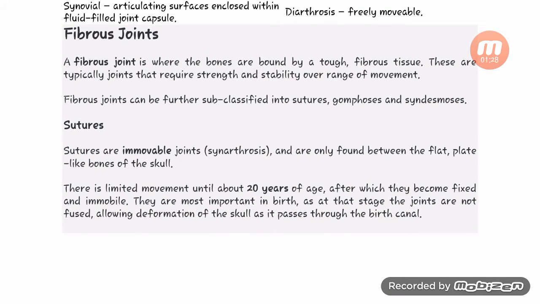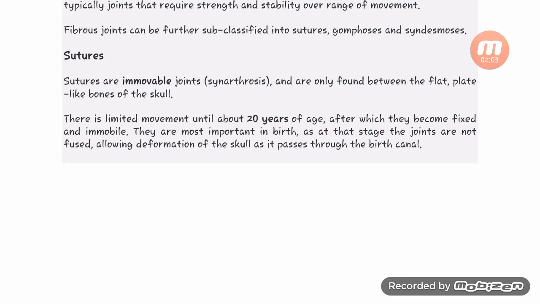So let's see what is a fibrous joint. A fibrous joint is where the bones are bound by a tough fibrous tissue. So in this the bone is enclosed or bound with a tough fibrous tissue. These are typically joints that require strength and stability over range of movement. Fibrous joints can be further subclassified into sutures, gomphoses, syndesmosis.